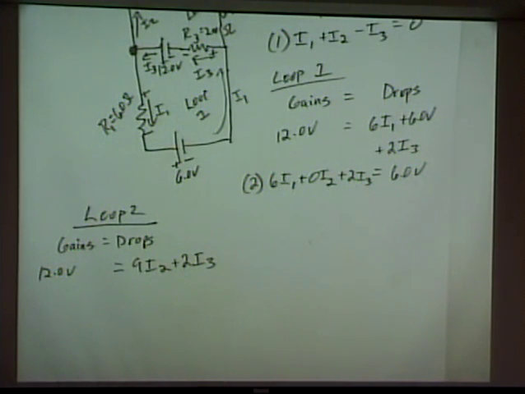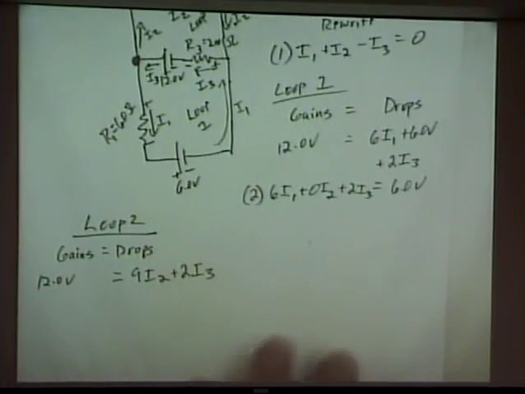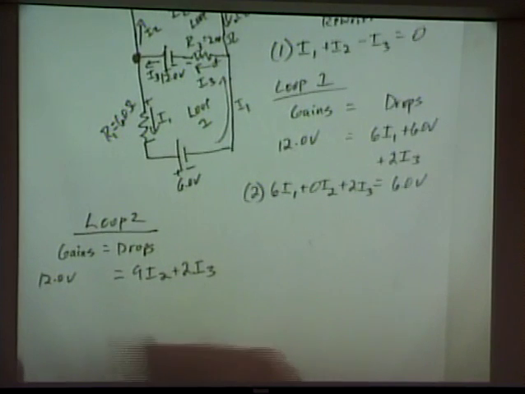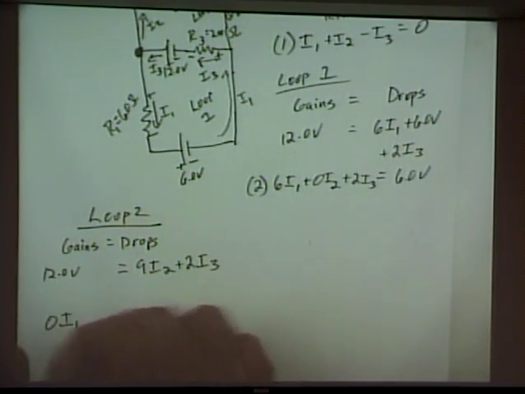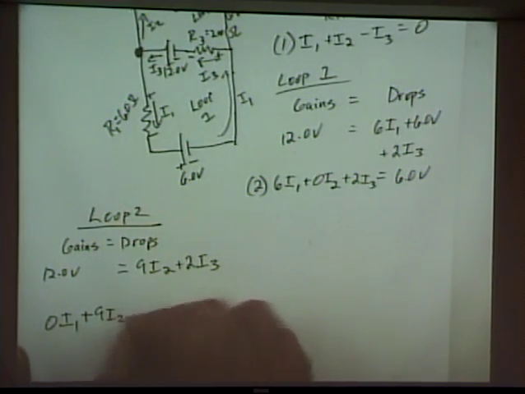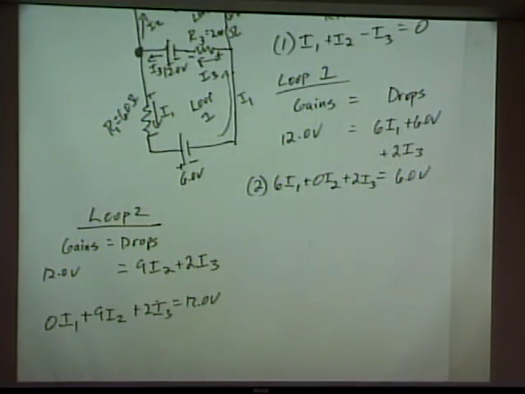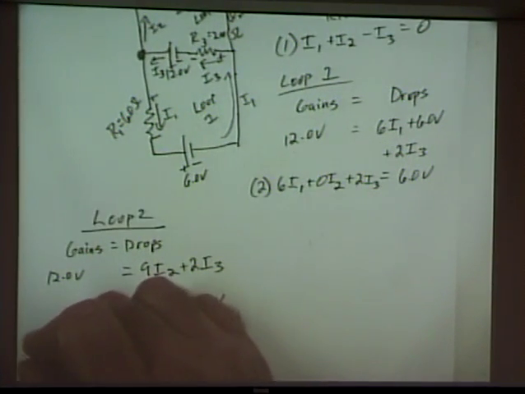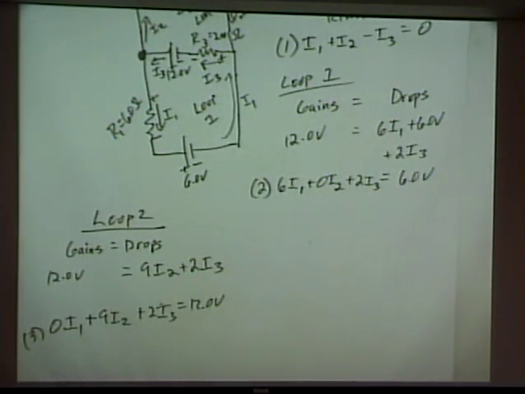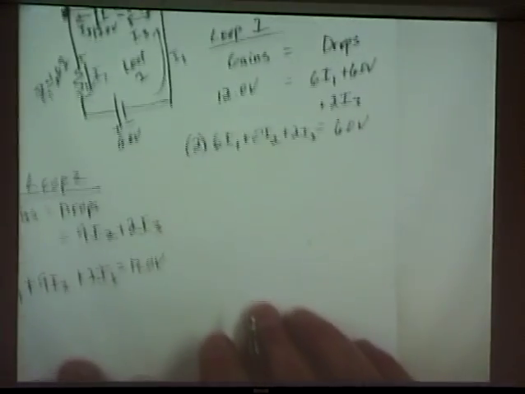All righty. Now then. Okay, so now I'm going to rewrite this equation as 0I1 plus 9I2 plus 2I3 equals 12.0 volts. Okay, so there's equation 3. All right, so I'm going to write them all again right here, just because I've got a space right here.